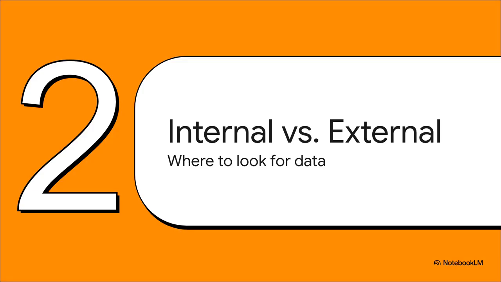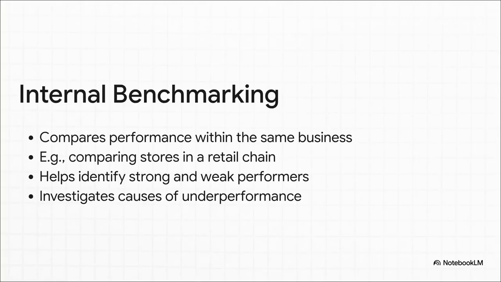Moving on to Section 2, internal versus external benchmarking, specifically where to look for your data. First up, we have internal benchmarking, and this is exactly what it sounds like. It simply compares performance with other parts of the exact same business. Imagine you're managing a massive retail chain. You might use internal benchmarking to compare different stores within your chain using a whole range of metrics. The goal here? To easily, quickly identify your strong and your weak performers. By doing this, you can investigate exactly why your top store is outperforming everyone else, extract those valuable insights, and then apply those lessons chain-wide to fix up your underperforming locations.